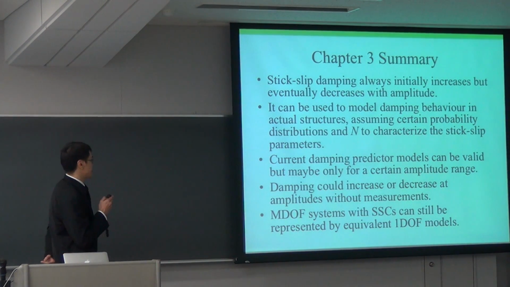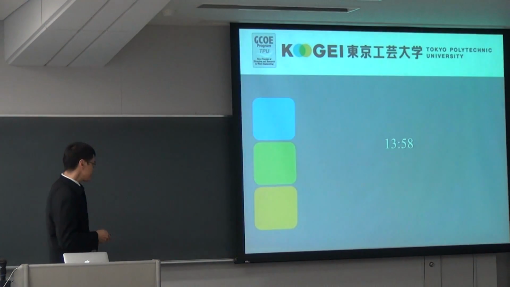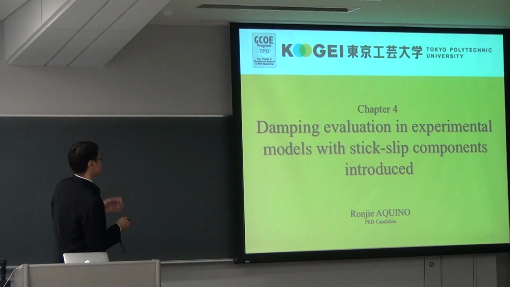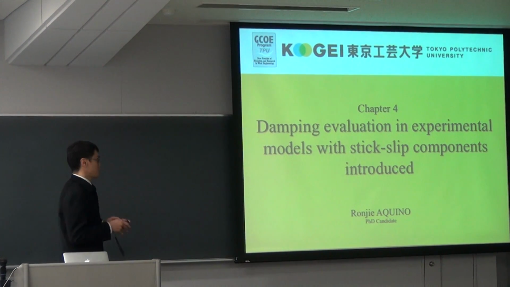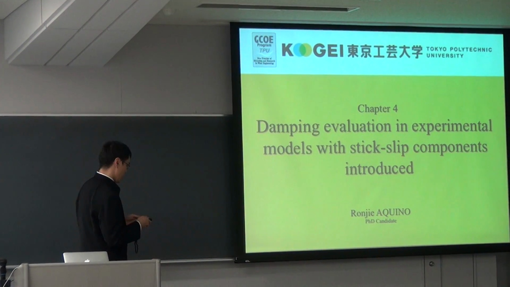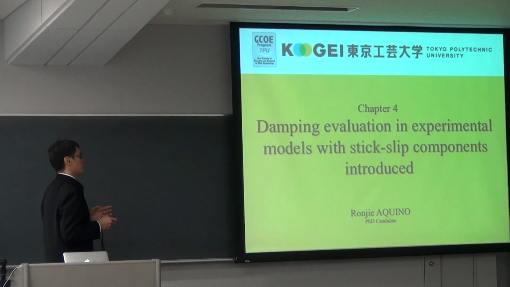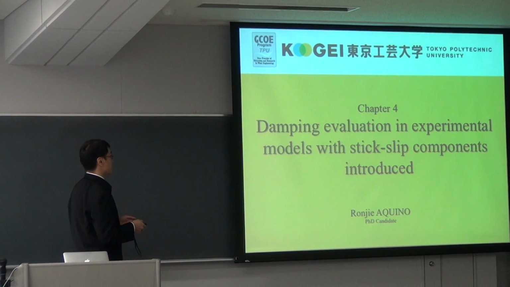Yeah, that's the end of chapter 3. I'll just skip this summary. Chapter 4. So now I move on to looking at actual physical structures using what we've learned so far. So here I'm talking about experimental models where we introduce stick-slip components.